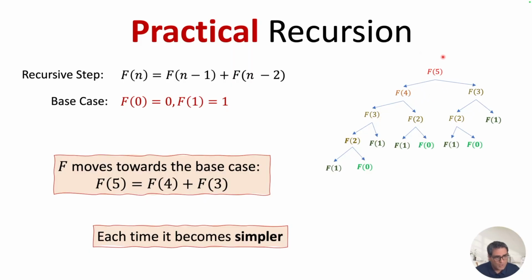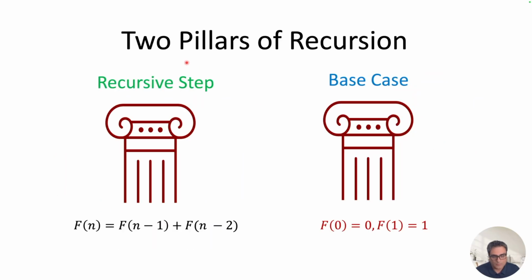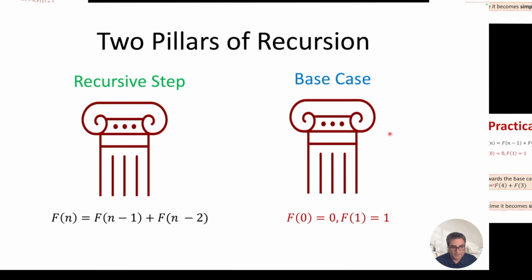This tree shows how the Fibonacci function calls itself as we go from f of 5 down to other values for f. Oftentimes, as the function calls itself, the parameters become simpler and simpler. So presumably, for example, calculating the Fibonacci function on the number 4 or 3 is simpler than the number 5. So there are two pillars to recursion. One is the recursive step, and one is the base case.